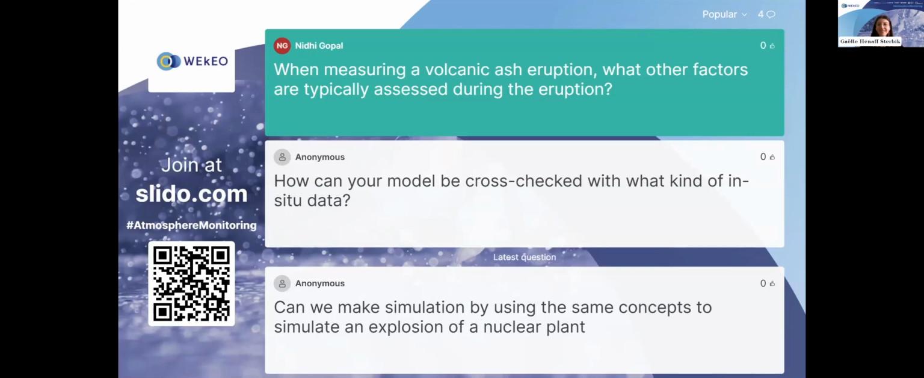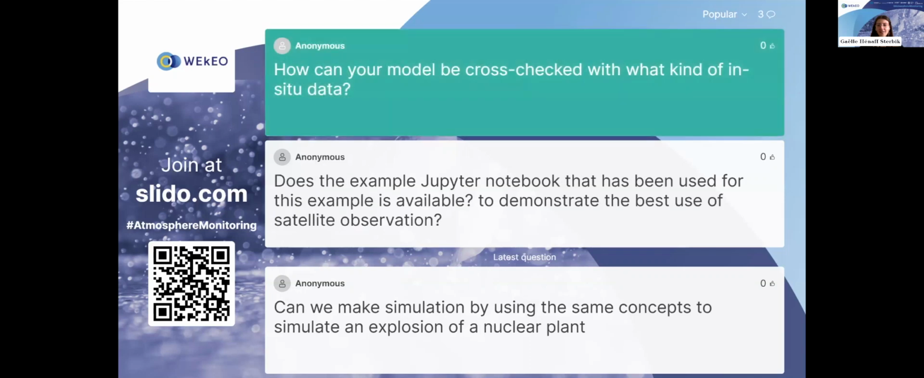Okay, thanks a lot. Okay. How can your model be cross-checked with in-situ data?